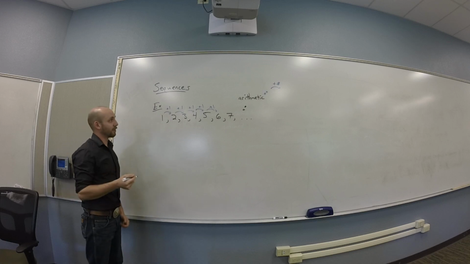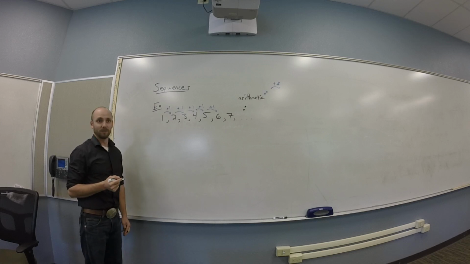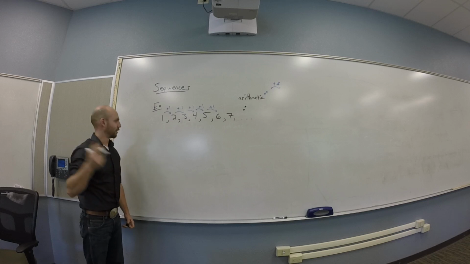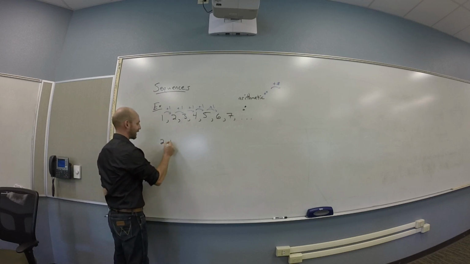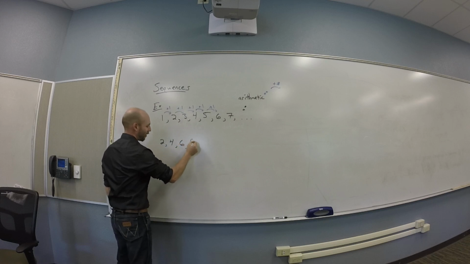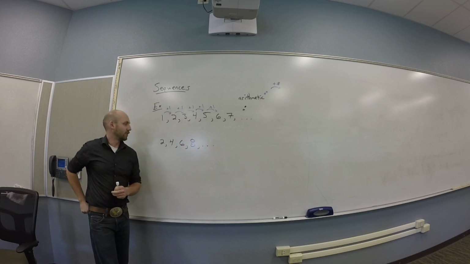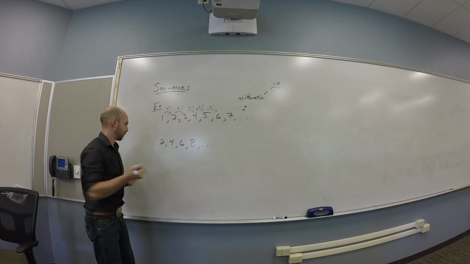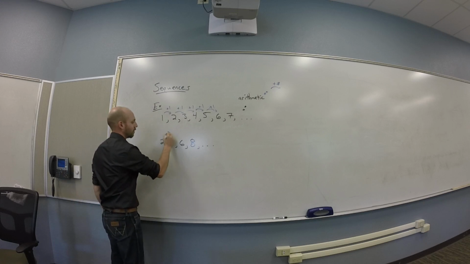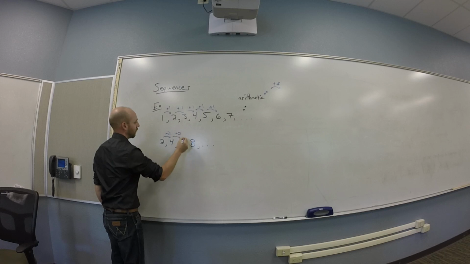Okay, can you give me another example of an arithmetic sequence with a different adding number? 2, 4, 6, 8. Okay, excellent, perfect. The next one is 2, 4, 6, 8, and so forth, right? And what's your transition map? Plus 2, plus 2, plus 2.